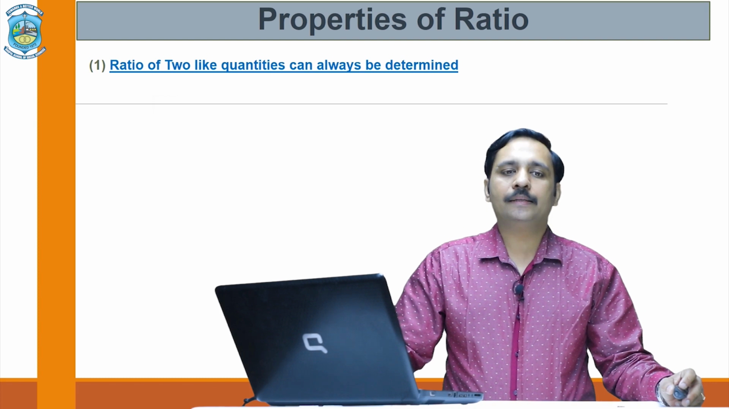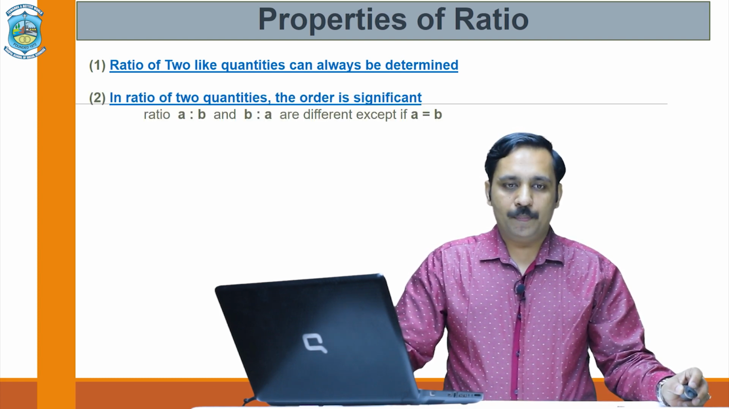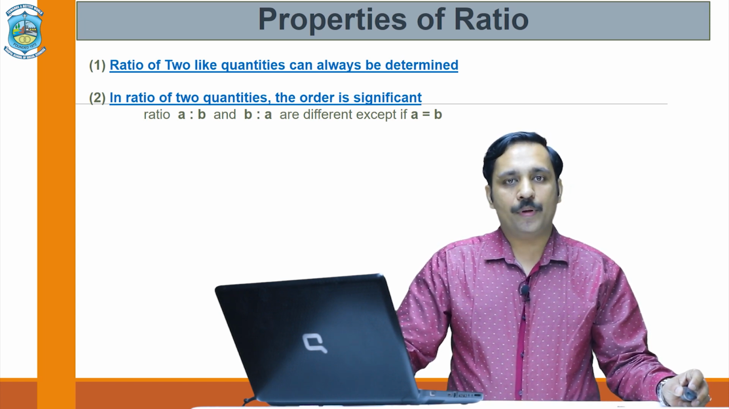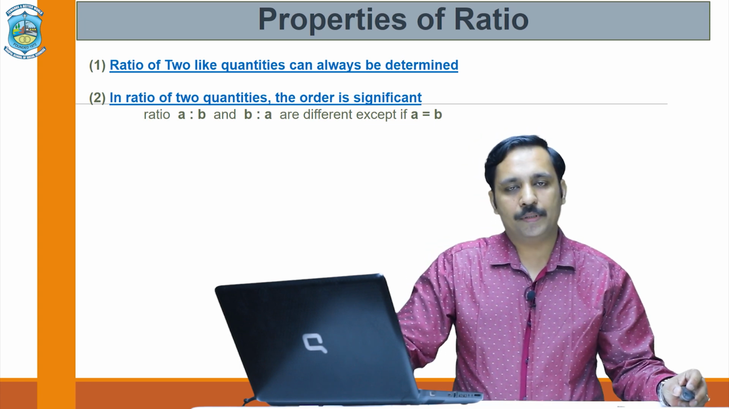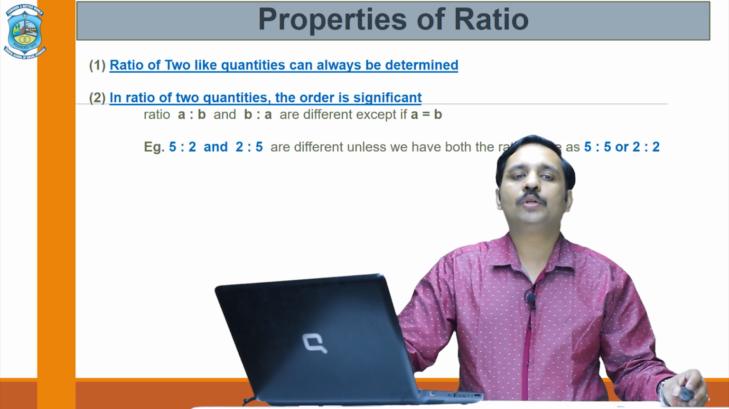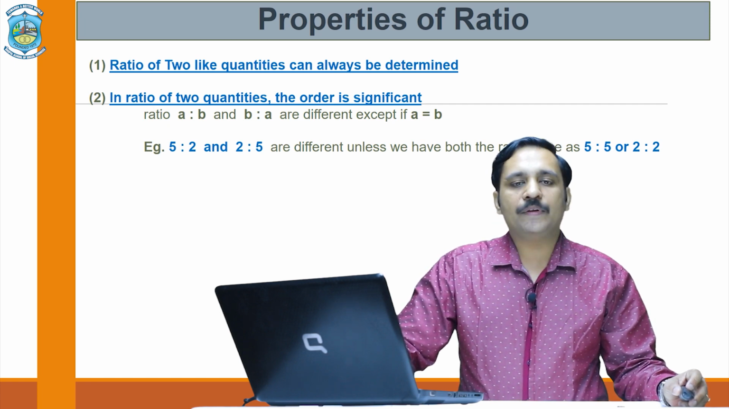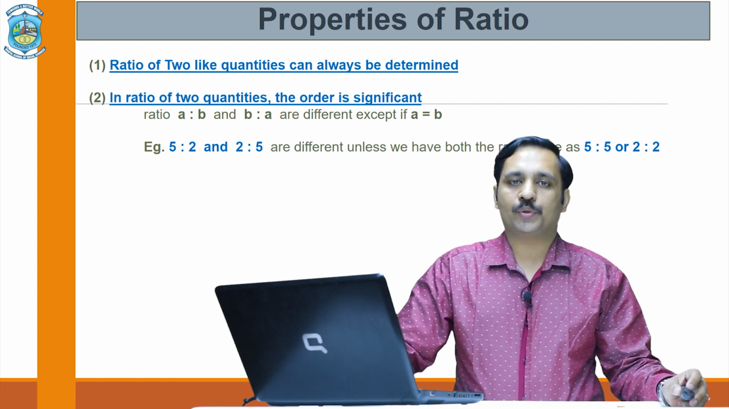Second, in the ratio of two quantities, the order is significant. That means we can say that the ratio A is to B and the ratio B is to A are different, except when the value of A is equal to B. For example, we have 5:2 and 2:5. These two are different ratios unless both the ratios are the same, that is 5:5 or 2:2.